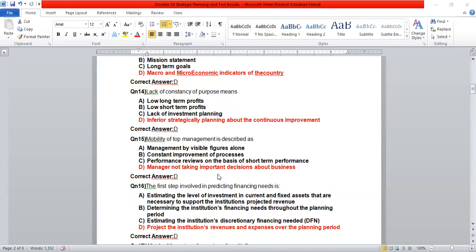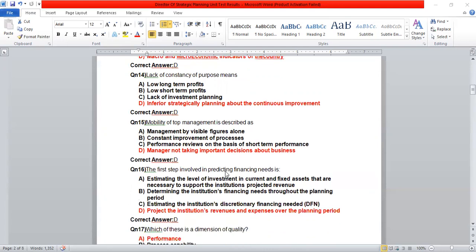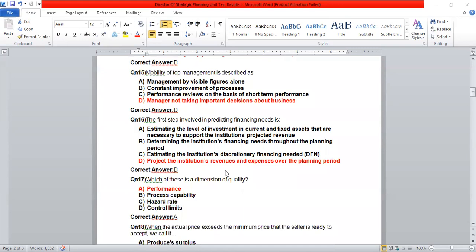Question 16. The first step involved in predicting financing needs is to project the institution's revenue and expenditure over the planning period. This is the right answer for this question. Question 17. Which of these is a dimension of quality? Quality has main dimensions or indicators. Among those is performance. The remaining three are not.